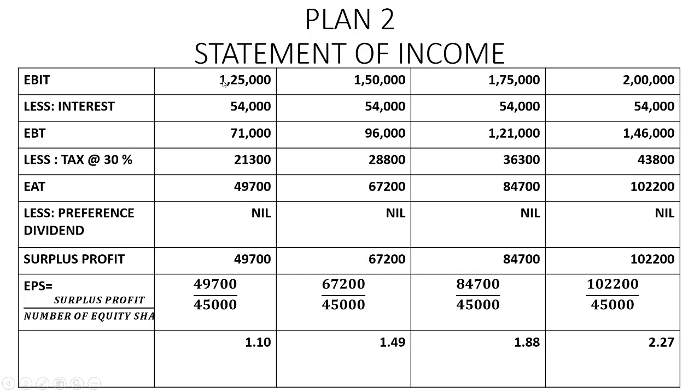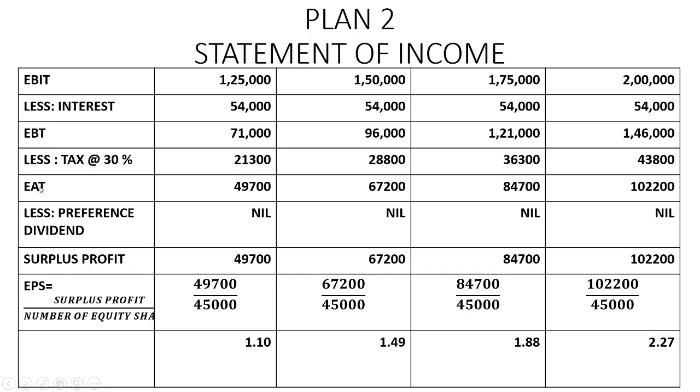The 4 different EBITs which are given: 1,25,000, 1,50,000, 1,75,000 and 2 lakh. Interest, we do have interest, 4,50,000 multiplied with 12% debenture interest, 54,000 in all the cases. So EBT is 71,000, 96,000, 1,21,000 and 1,46,000. Tax at 30%. You have to calculate, multiply the EBT with 30%. It is 21,300, 28,800, 36,300 and 43,800.